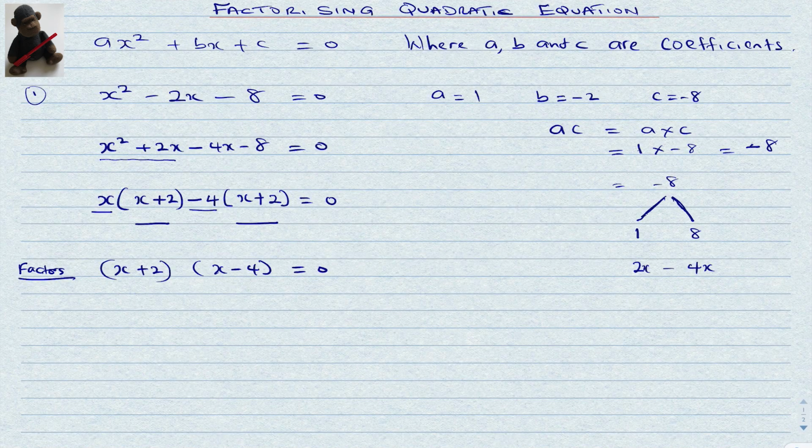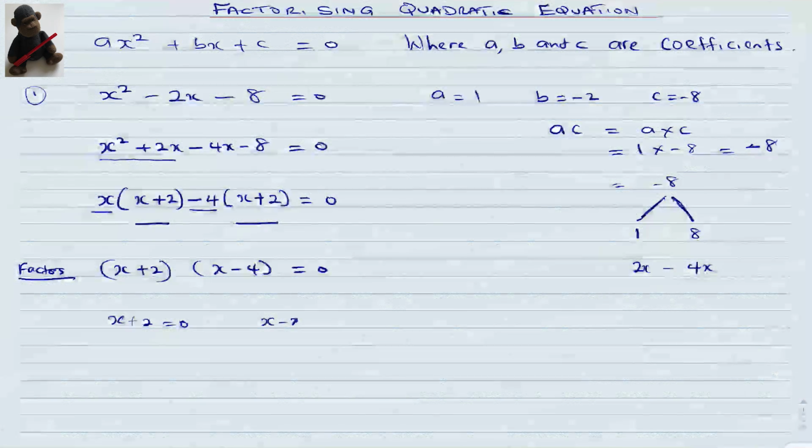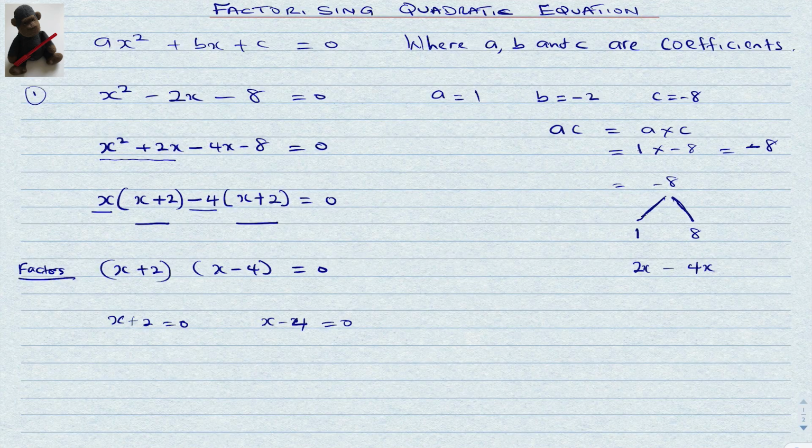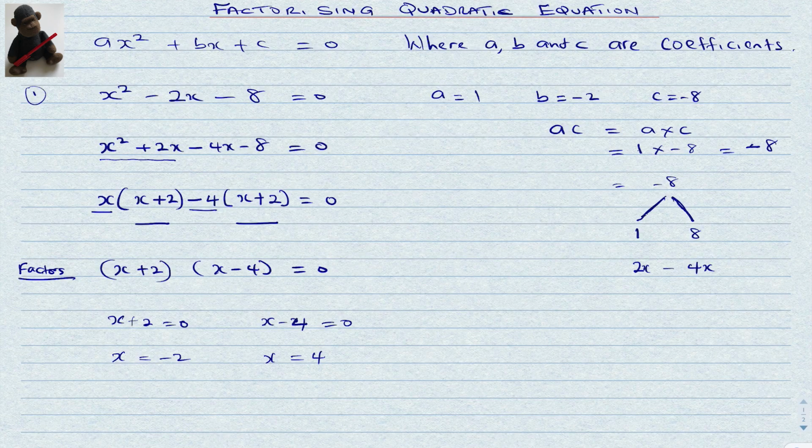So now we need to set the factors to 0. X plus 2 equal to 0. X minus 4 equal to 0. And that means x equals minus 2, so I take away 2 from both sides, and x equals 4, I add 4 to both sides in that case. So the solutions are x equals minus 2, x equals 4.